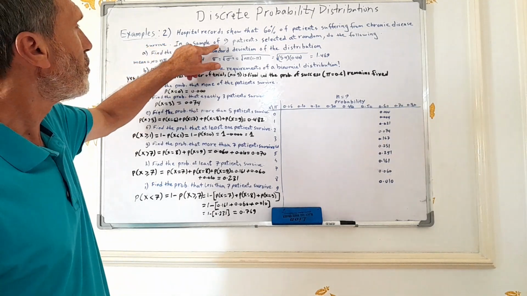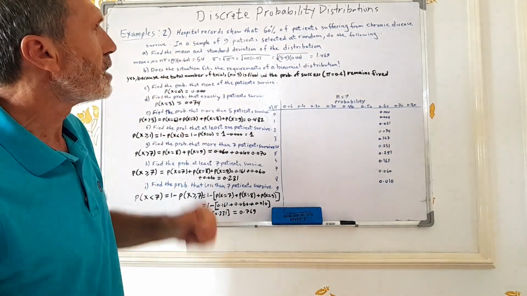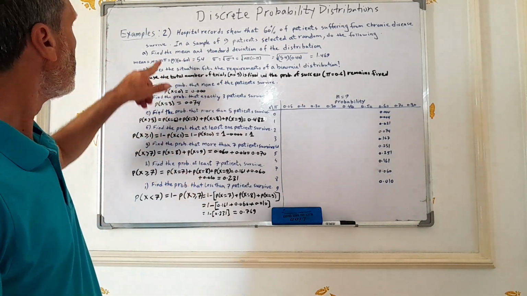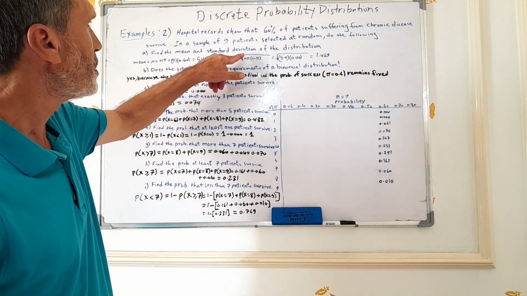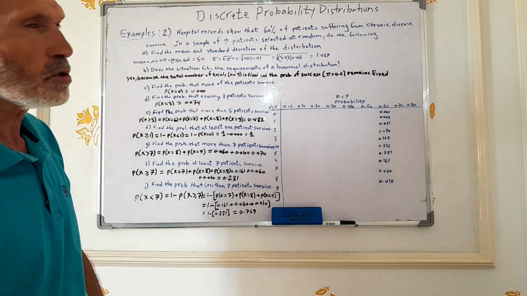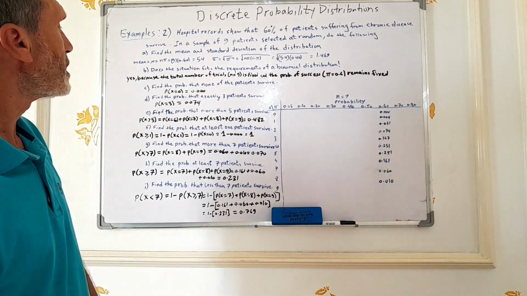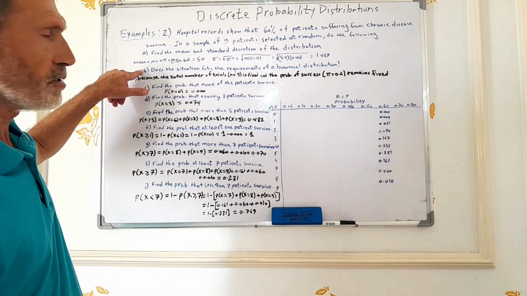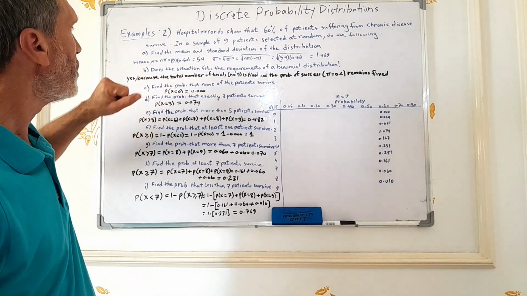In a sample of 9 patients selected at random, do the following. Find the mean and standard deviation of the distribution. Of course, here we have a binomial distribution. Let me answer the second question first, and then I'll move to the first question.